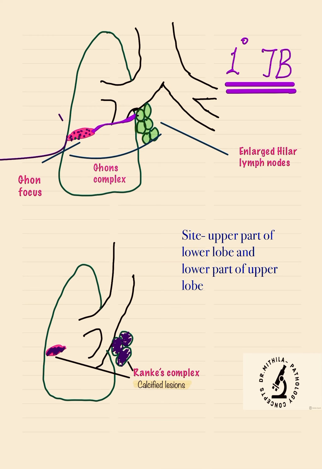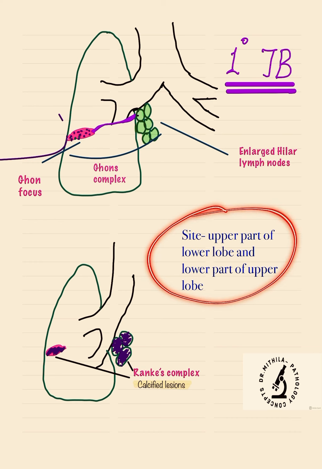Again, this is very important to know. And thirdly, if these lesions get calcified, then it is known as Ranke complex. So these three lesions you should know: Ghon focus, Ghon complex, and Ranke complex, and these are seen in primary TB. And also you should remember the site where it is most commonly seen.